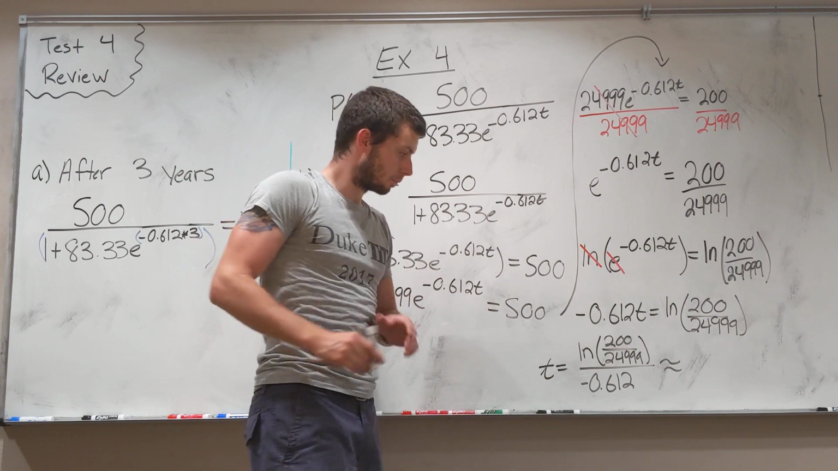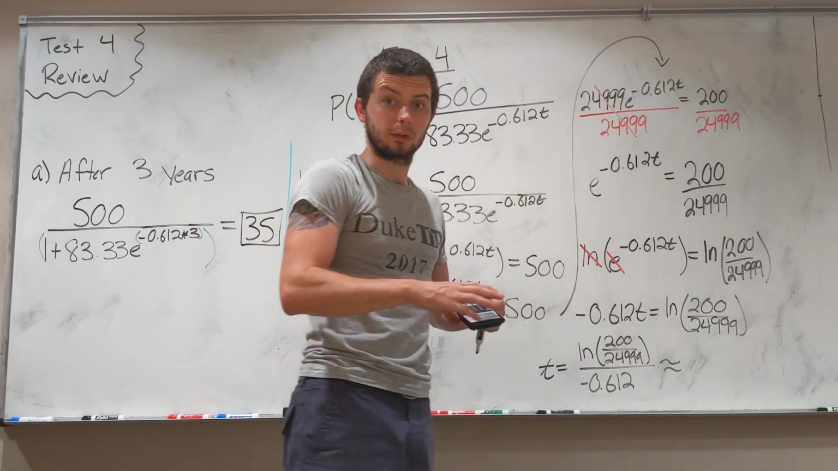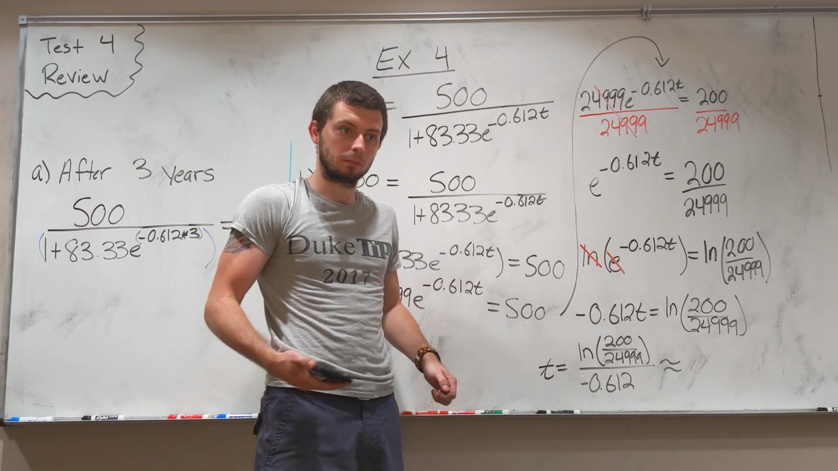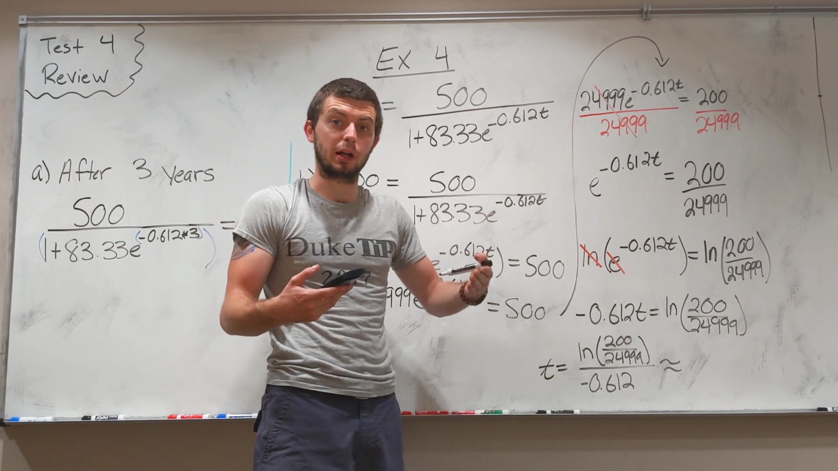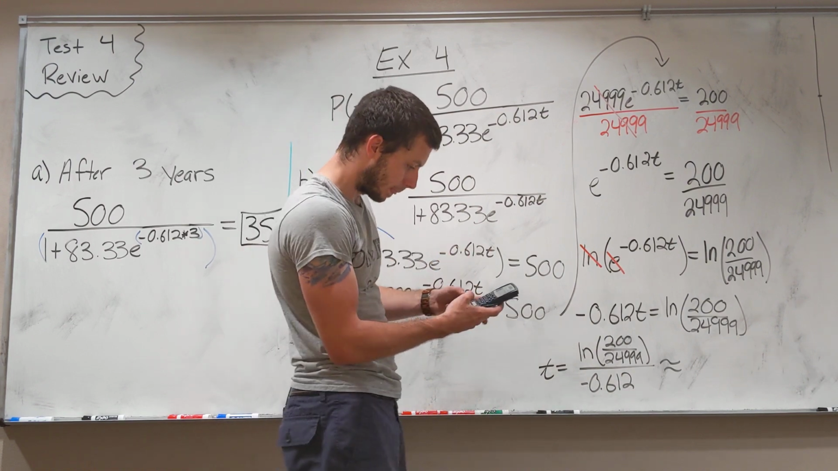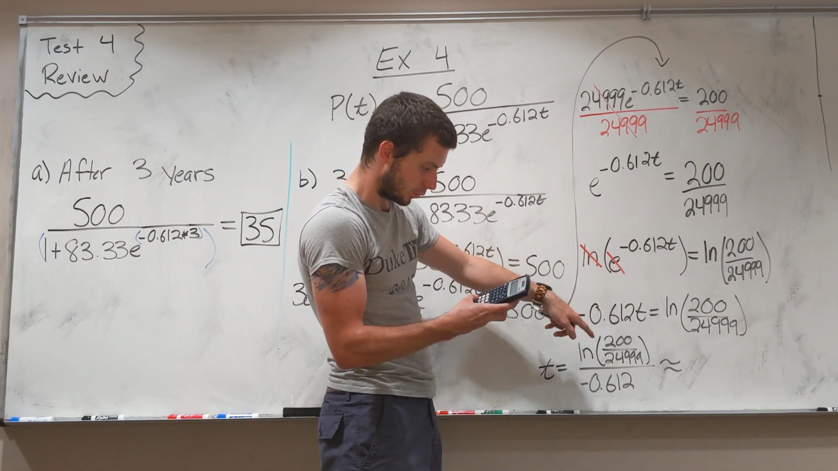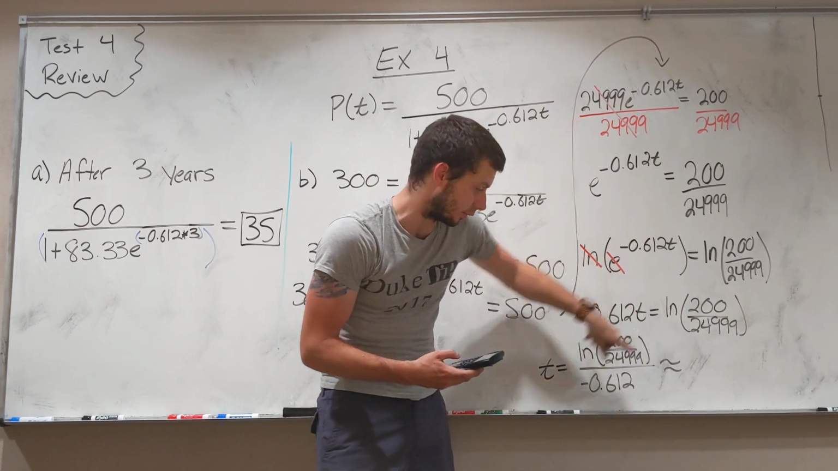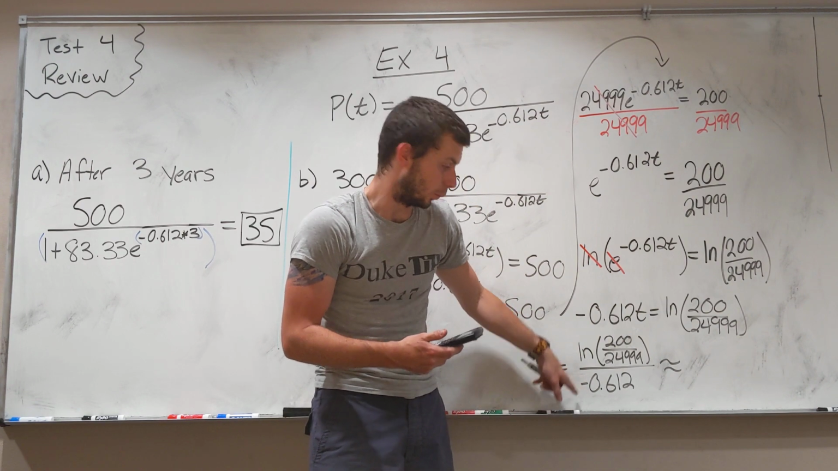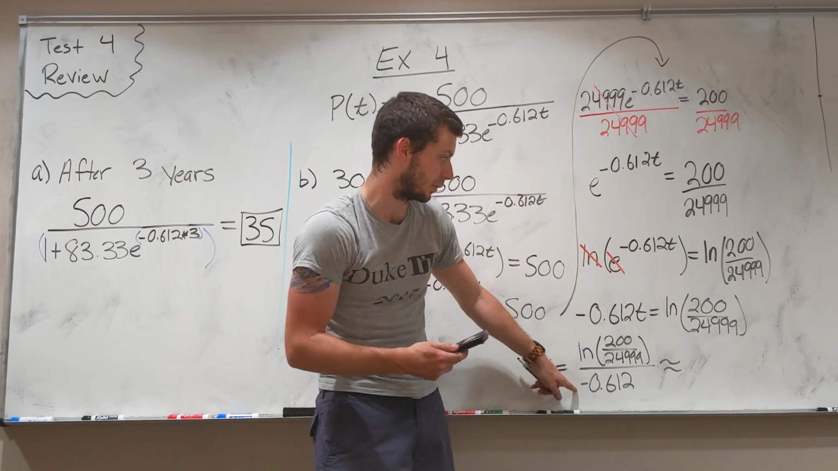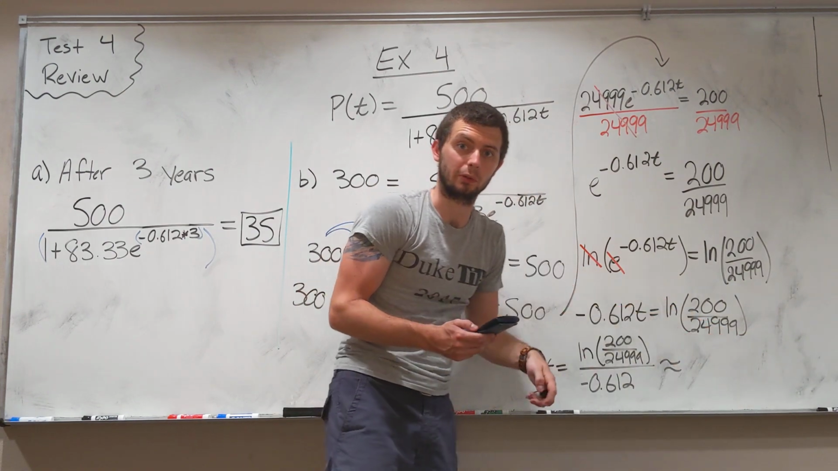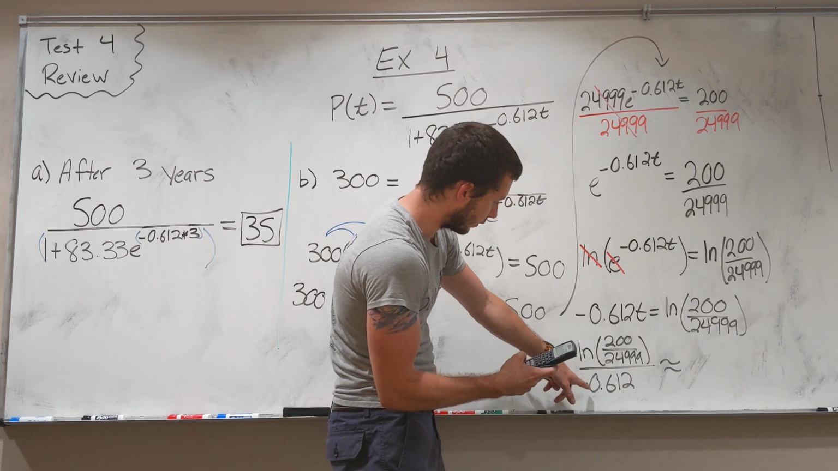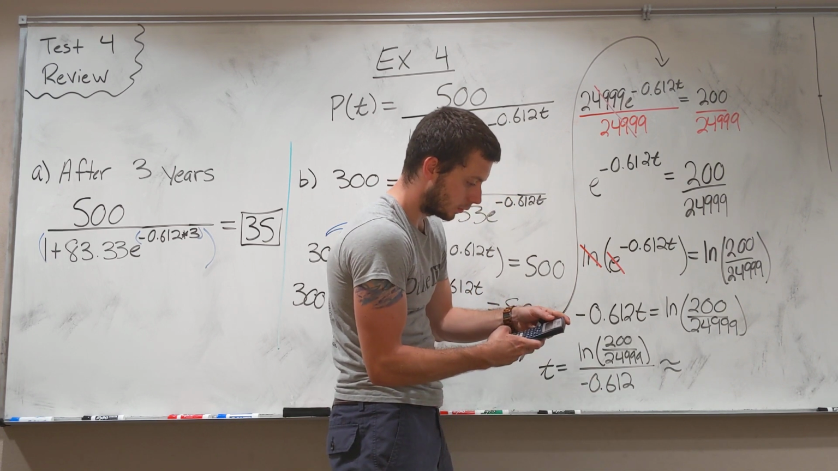So now we get down here, and it's just a matter of seeing what the calculator gives us, because what this problem wants is an approximation rounded to the nearest whole number. So this is natural log of 200 divided by 24,999, close parentheses. That negative 0.612 is not in this natural log because we divided it after the natural log was closed off. So we divide that by negative 0.612.